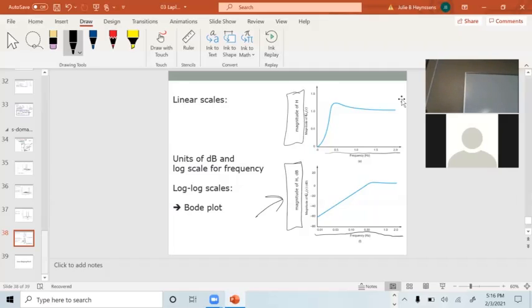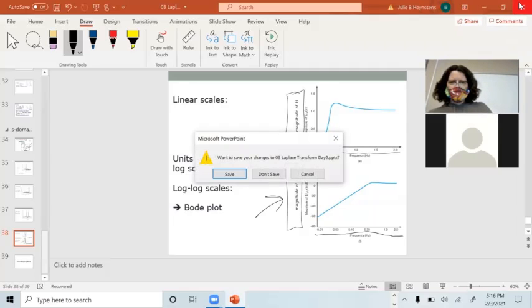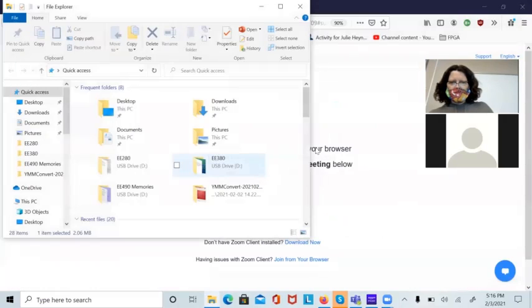And then you'll wonder why I like semiconductor physics so much. We'll get there. Don't save. Stop share.